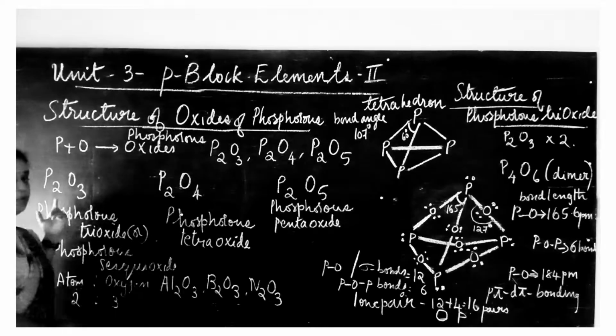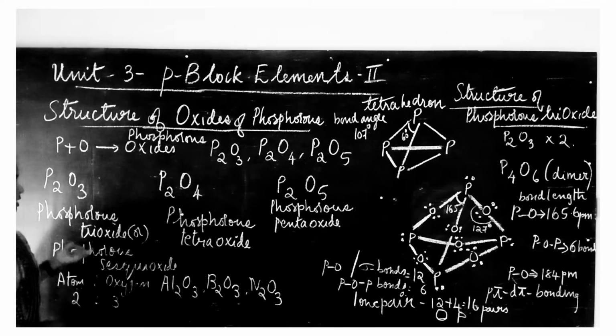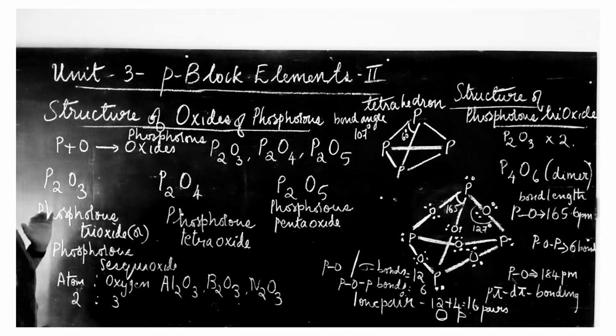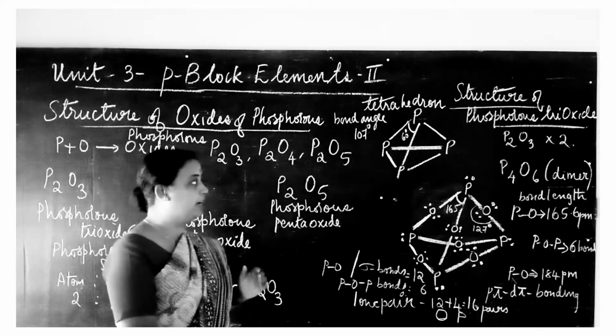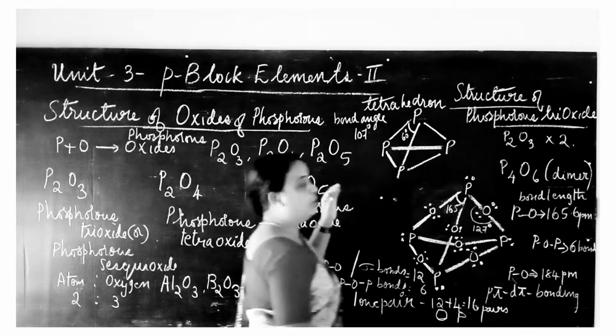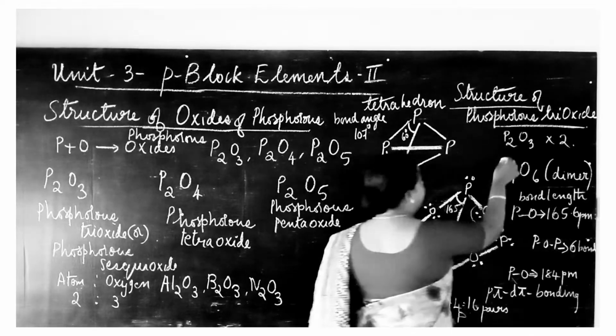Likewise, phosphorus also forms a sesquioxide. So another name for phosphorus trioxide is phosphorus sesquioxide. Now let us study the structure of phosphorus trioxide. We know the formula is P2O3. So you just multiply with 2.